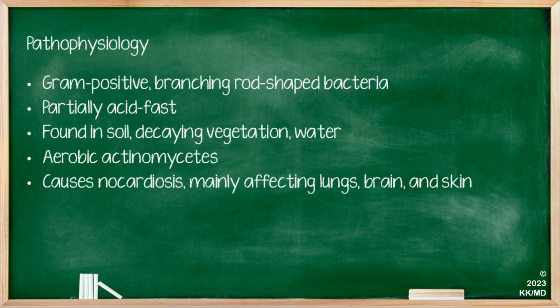In terms of its detailed pathophysiology, Nocardia is a gram-positive, branching, rod-shaped bacteria. It's partially acid-fast. It is found in soil, decaying vegetation, and water. It's an aerobic actinomycete, which causes nocardiosis, which we will cover in a future slide, but it's a disseminated disease mostly affecting the lungs, brain, and skin.